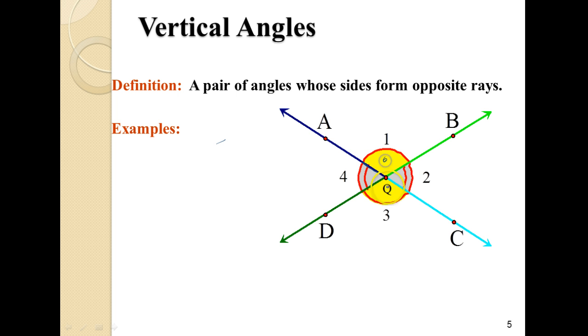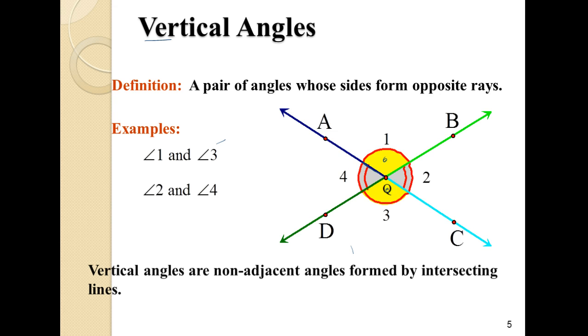Okay, so angle 1 and angle 3 will be vertical angles. Also, angle 2 and 4 will be vertical angles. Another way to remember them, they form a V for vertical angles. And one thing to remember, vertical angles are congruent.